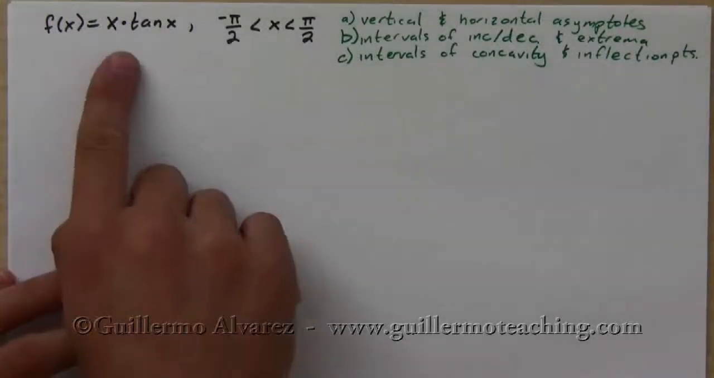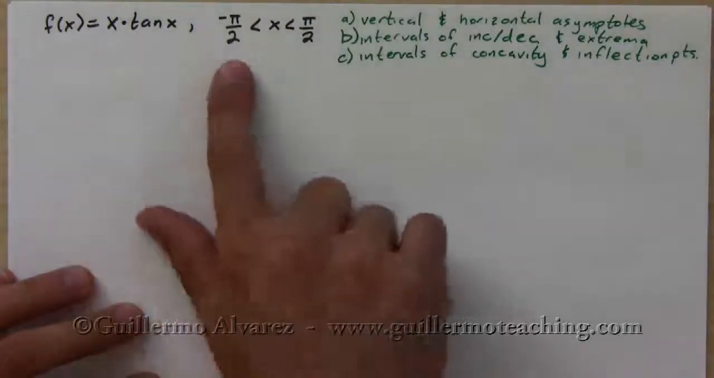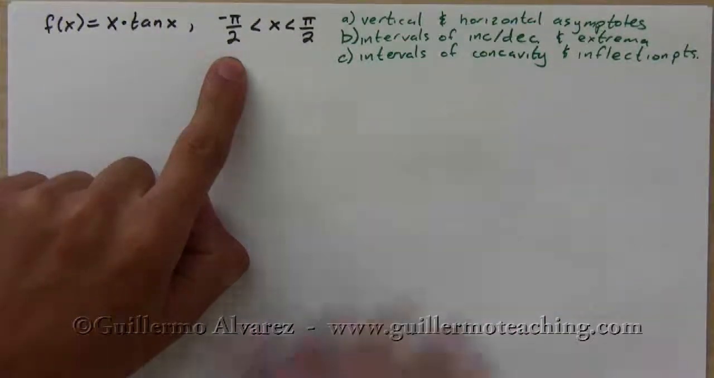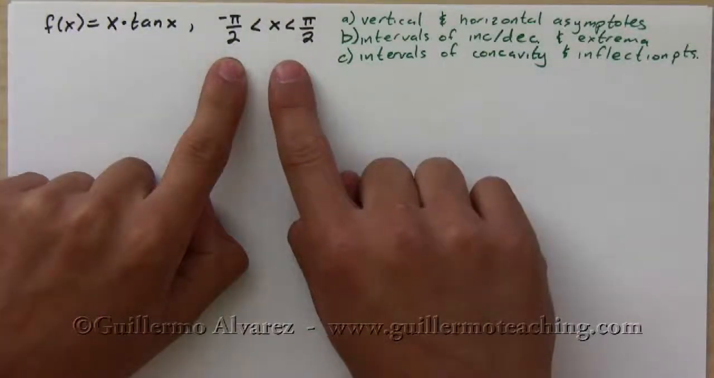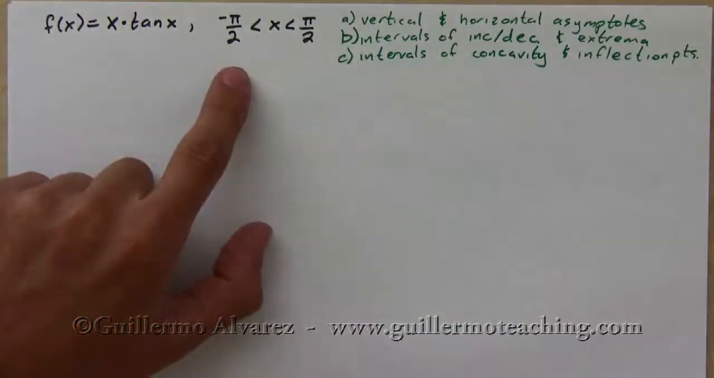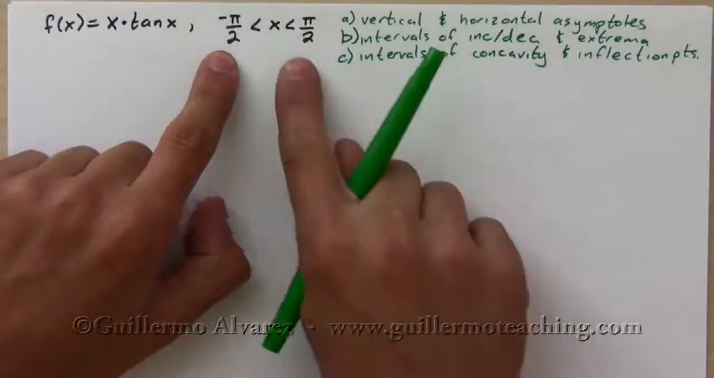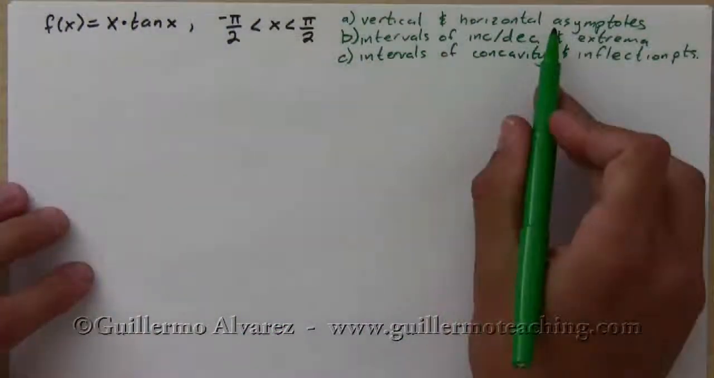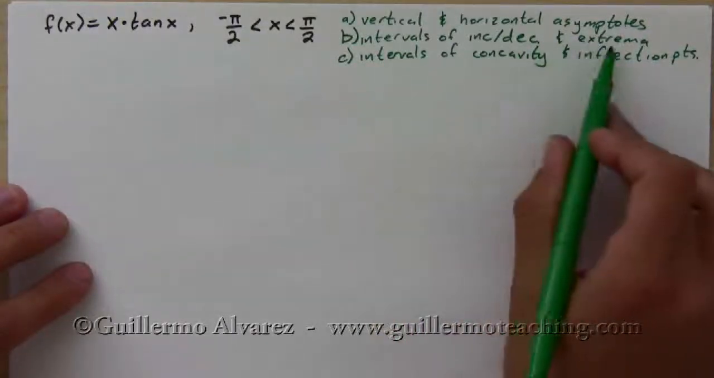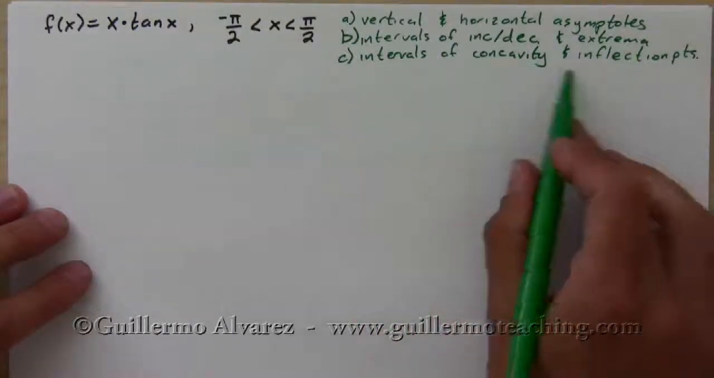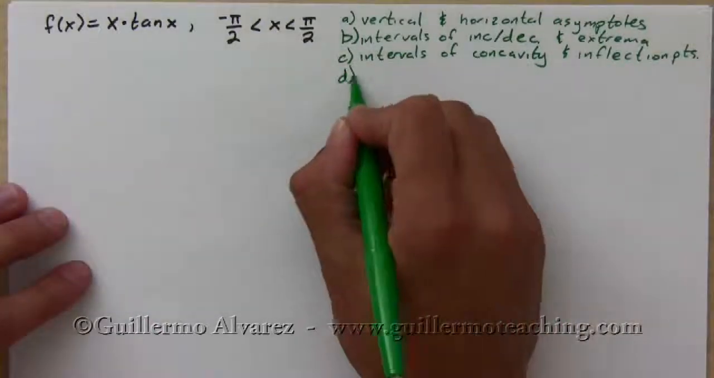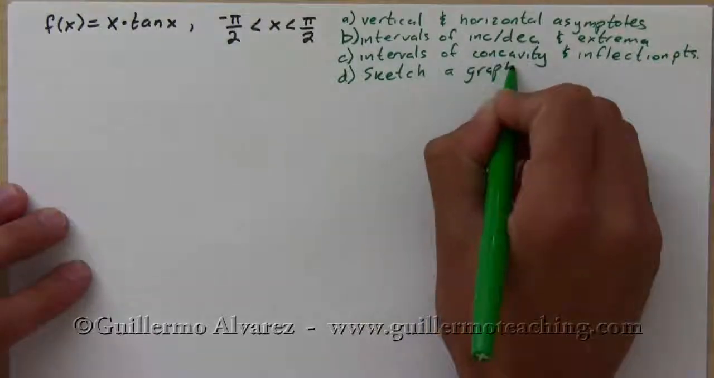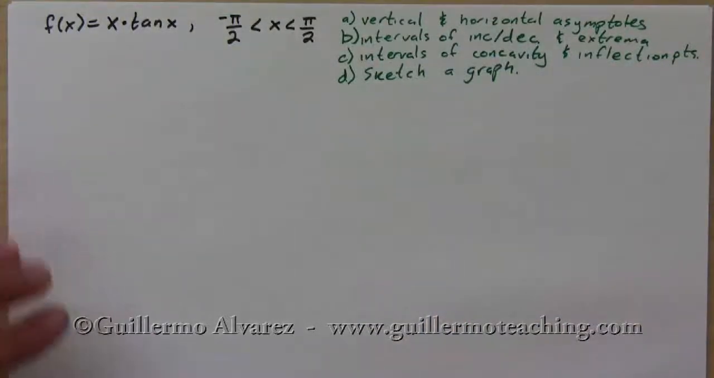Okay, so in this problem we have the function x times tangent of x, and we are going to sketch a graph of this function from negative pi over 2 to pi over 2 by finding these three things: the vertical and horizontal asymptotes, intervals of increase and decrease, and the relative extrema, then the intervals of concavity and the inflection points, and then the last thing after we have all that is we're going to sketch a graph.